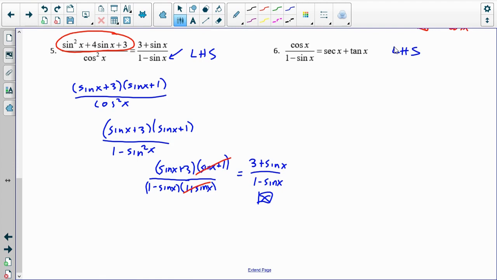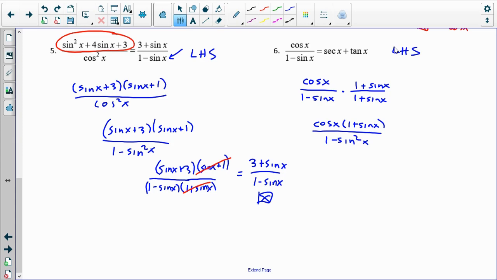If I take a look at this, probably the first thing that I'll want to do is figure out what to do to get the conjugate of the denominator. So cosine of x over 1 minus sine x, I'll multiply by 1 plus sine x in both the numerator and denominator. So that gives me cosine x times 1 plus sine x divided by 1 minus sine squared.